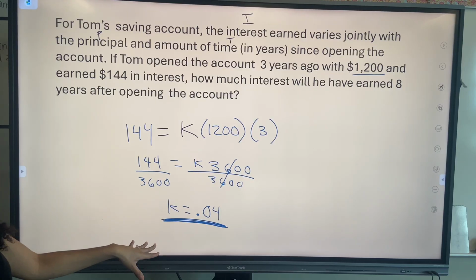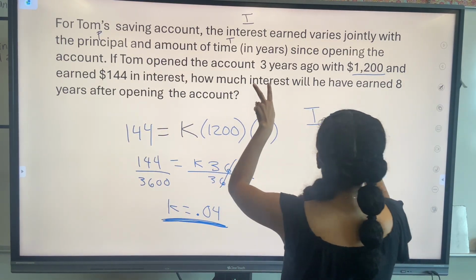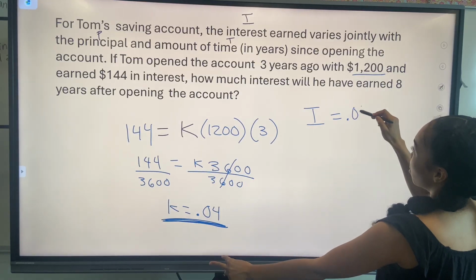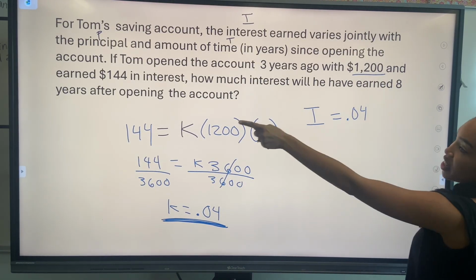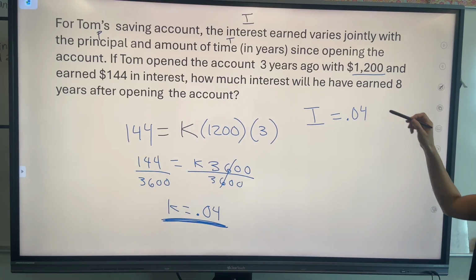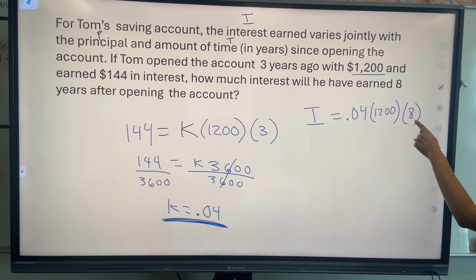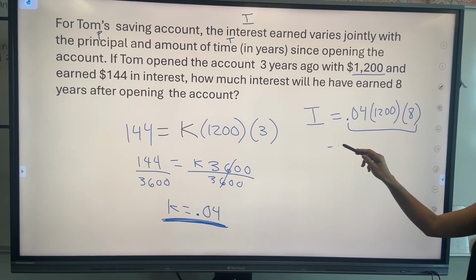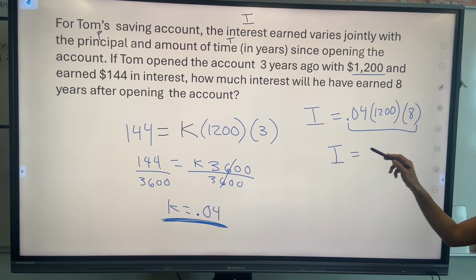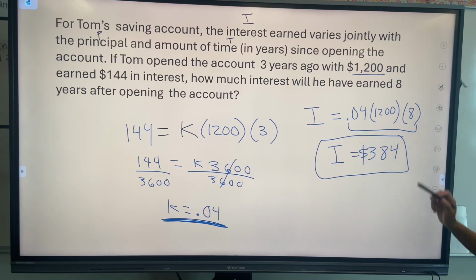Okay, so the next part of the problem. It says how much interest, and my K value is 0.04. So how much interest will he have earned in 8 years after opening the account? Well, guys, the principal is still the same. That's how much money he started out with. And now we want to know it in 8 years. So if you multiply this together, what will you get? 384. So that's how much interest he earns in 8 years.